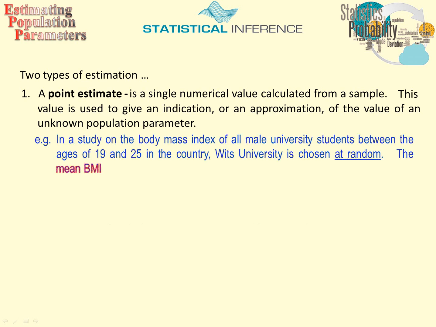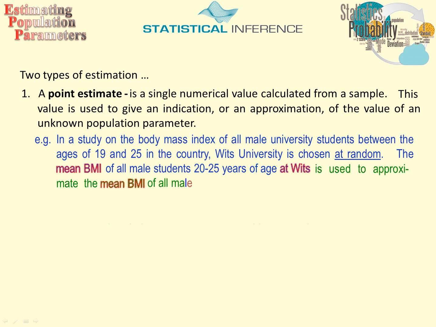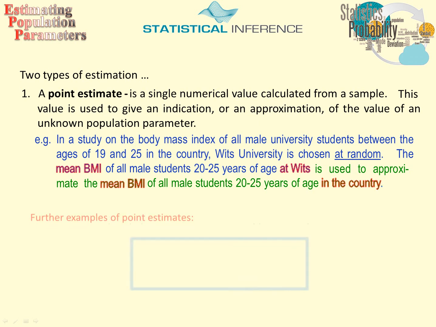An example: a study on the body mass index of all male university students between the ages of 19 and 25 in the country. Notice, fairly specific. This university has been chosen at random. The mean BMI of all students meeting those criteria is used to approximate the mean BMI of all students in the country.